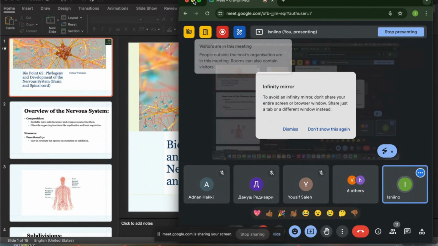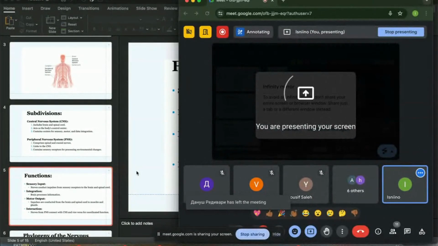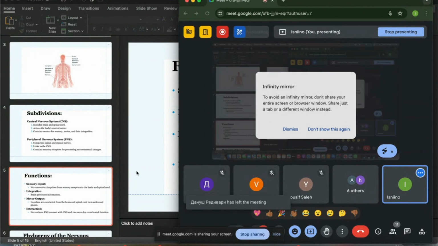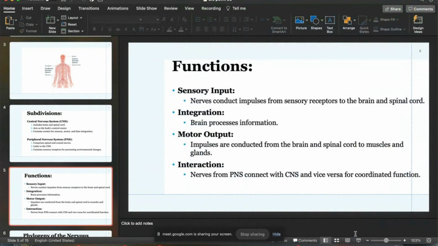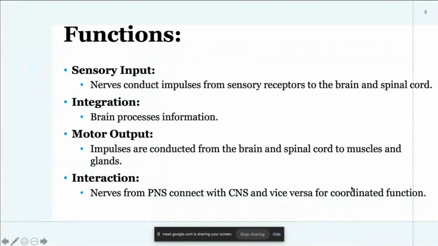Sorry to interrupt. I actually can't see your screen. Not sure why. Is it just you or is it everyone? Me too. You too? Okay. All right, I will stop sharing and share again. There we go. Okay, can you guys see right now or no? Yes, that's better. Okay, cool.